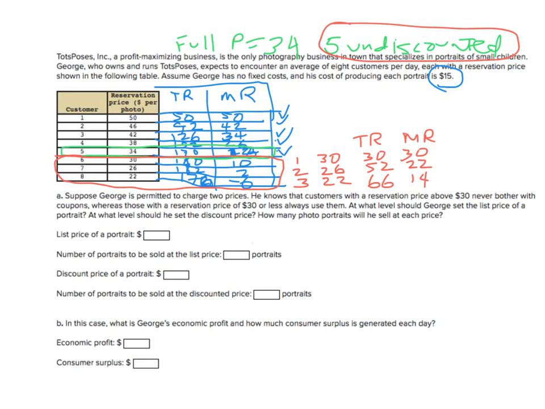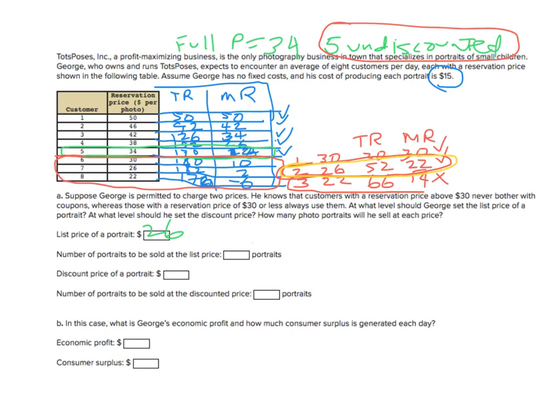So here, he'll offer that first coupon sale. He'll offer the second one because 22 is greater than 15. But he wouldn't drop the price all the way down to 22 and sell a third because 14 is less than the $15 that his costs would increase by. So his profit maximizing coupon price is 26. So my answer here is 26.